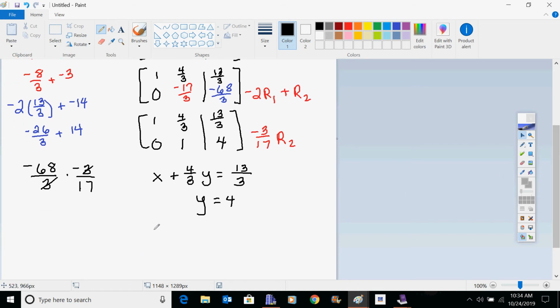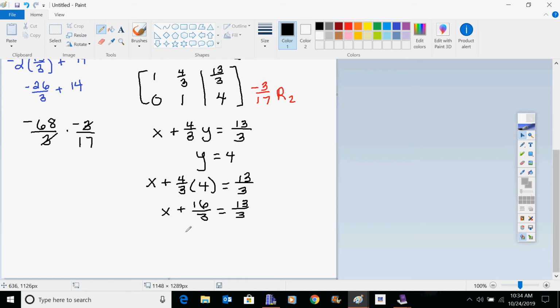16/3 equals 13. So sure, he said 16/3, and you get that by plugging this in. X is -1. Equals 13/3. And just to slow that down a little bit for those that need it, plus 16/3 equals 13/3. Take away your 16/3, which gives negative 3 over 3, which gives us negative 1. So your ordered pair is negative 1, 4.